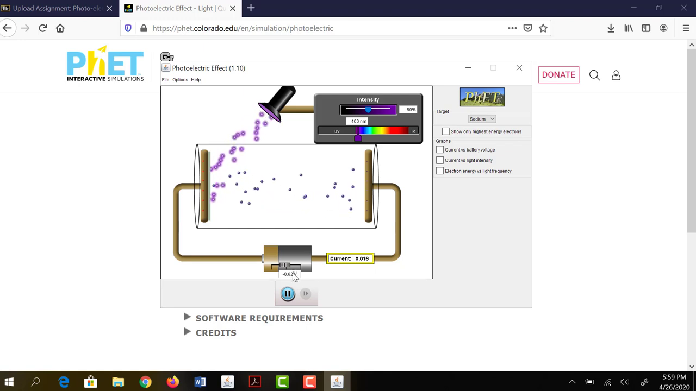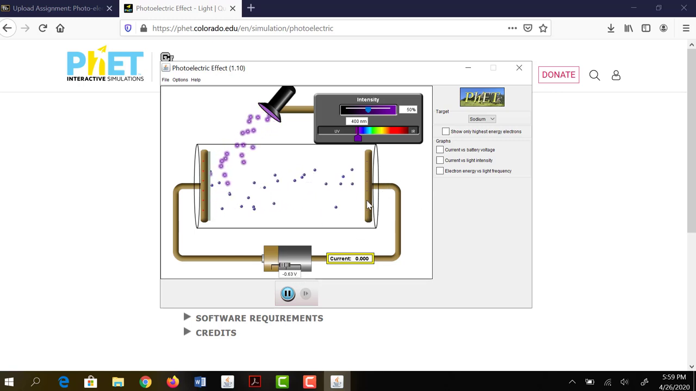You don't want to overshoot it. I mean, if you made it really negative, you're not going to get anything. But I want to get to the point where I'm just stopping it from happening. That's the stopping potential. Okay, so negative 0.63 volts. There's a data table that we'll go back to in just a minute. So at negative 0.63, that's the stopping potential. That's where you get no current to go.